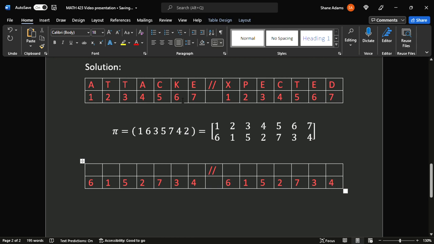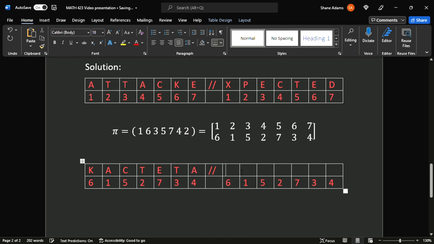So the message will then turn to, this is going to be a K, A, and then 5 is C, 2nd is a T, 7th is E, 3rd is a T, and the 4th is A.